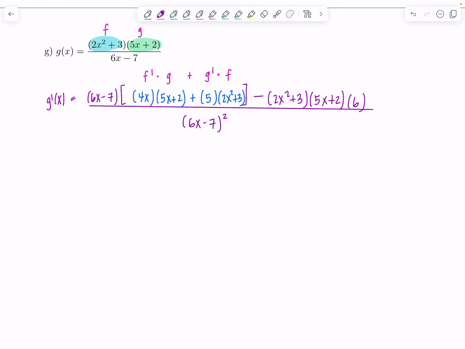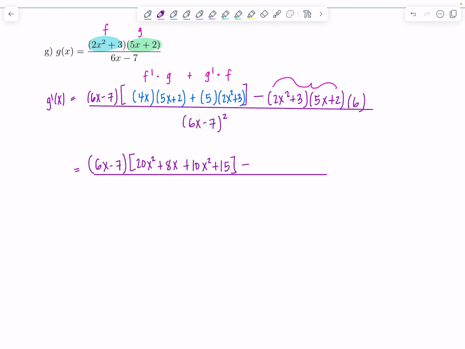Okay, now you just got to multiply everything out. So let's see. We have 6x minus 7 times, inside if I distribute this is going to be 20x squared plus 8x plus 10x squared plus 15 minus, let's FOIL these two first and then we can run the 6 through in a minute. So this is going to be 10x cubed plus 4x squared plus 15x plus 6 times another 6. Over 6x minus 7 squared.